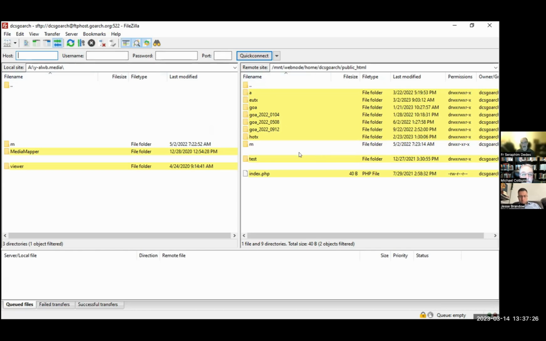on the right side of the FileZilla window is the server where these things are, and this is the Archdiocese server. So this GOA is the actual DCS, is the website of the DCS, and M is the media folder. So they happen to be on the same server, but it's not embedded in the website.